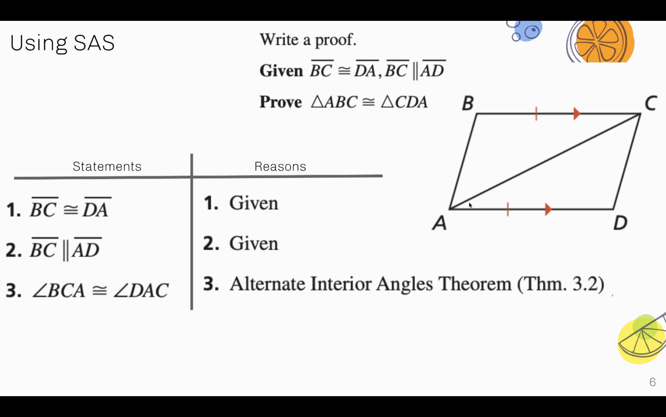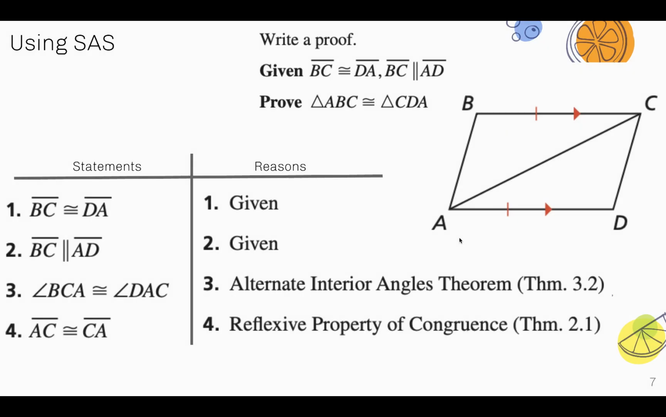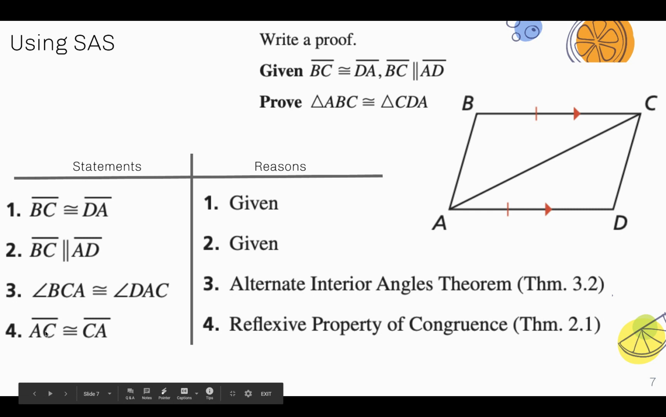Okay. Well, what about this side right here? That is a shared or common side, and it is congruent to itself. Will it map on top of itself? It's already mapped on top of itself. So we know that segment AC is congruent to segment CA. And I explained in the last video why you have to say that segment AC is congruent to segment CA instead of segment AC is congruent to segment AC. That would be wrong for the purposes of this particular proof.